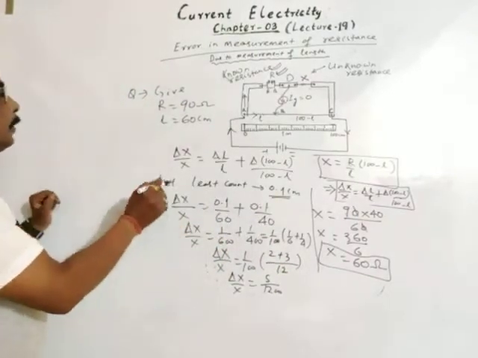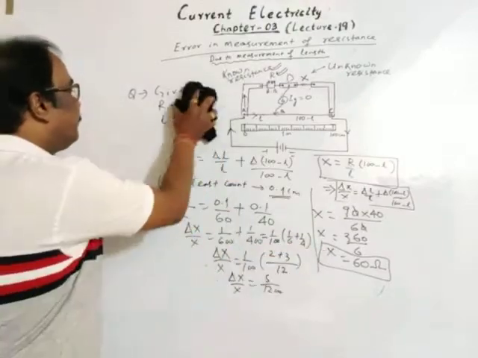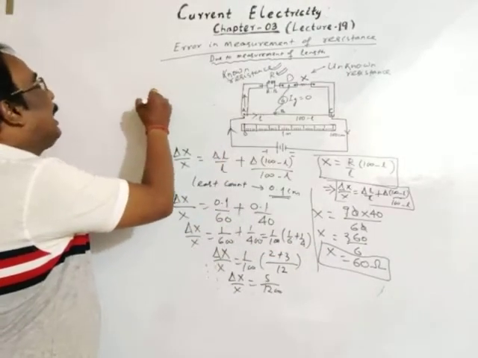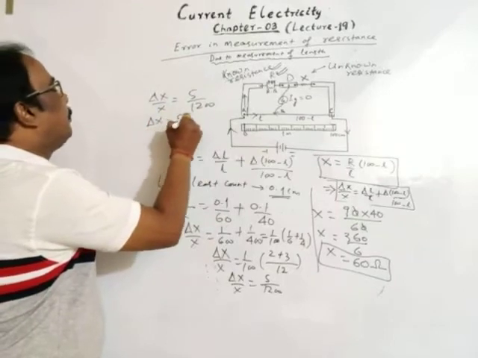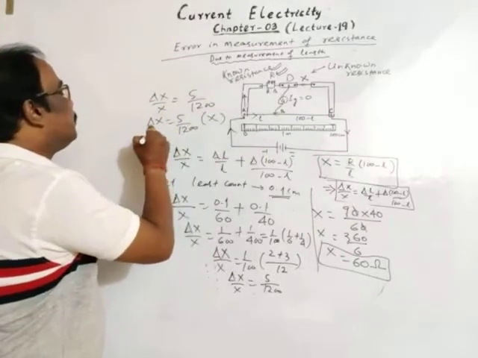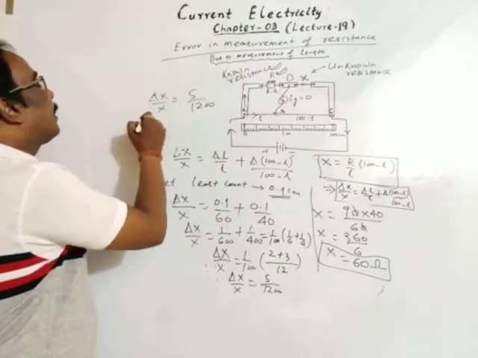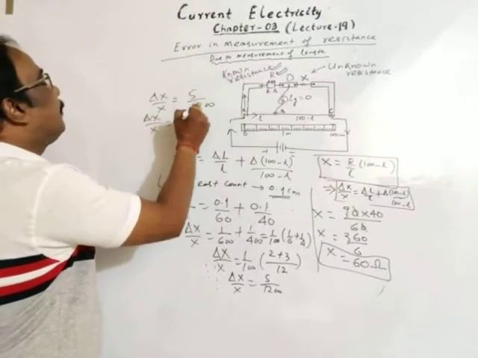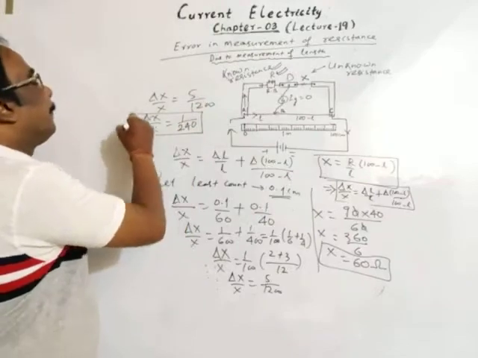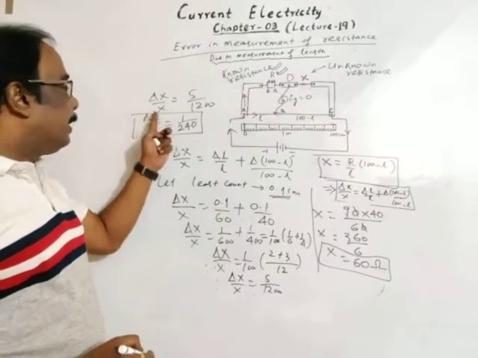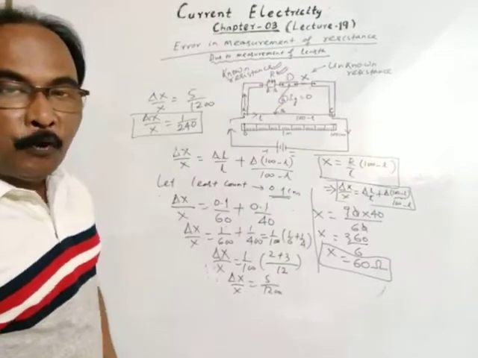See, we have calculated X. Delta X by X is 5 divided by 1200, so delta X is equal to 5 divided by 1200 into X. First we get the relative or fractional error. Delta X by X will come to 1 divided by 240. The fractional error is 1 divided by 240.